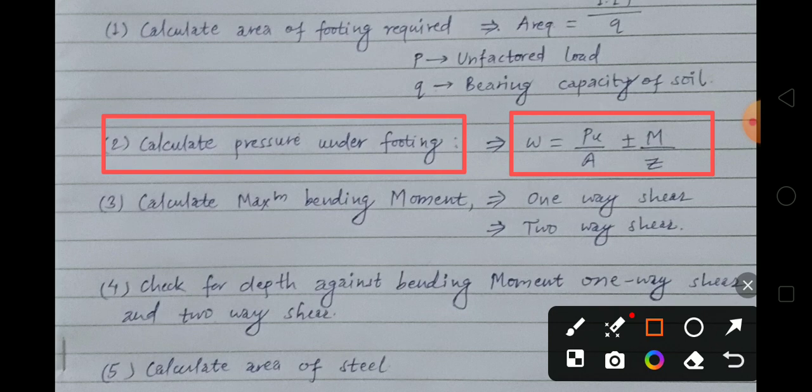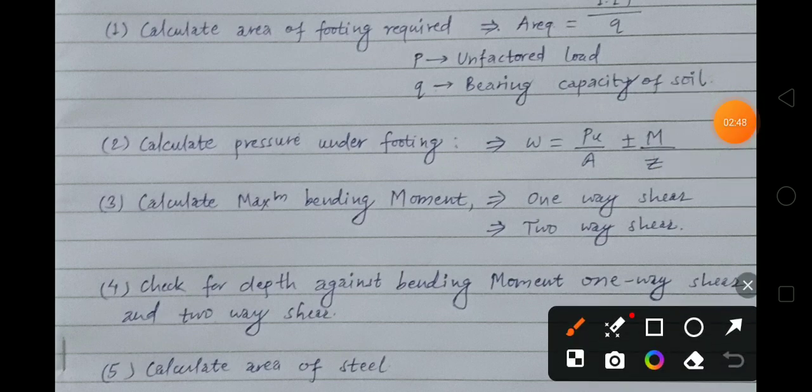If the value of M, that is the moment, is given, then you have to use the M by Z term. If no moment is given, then you can neglect this M by Z term and just take W equal to Pu by A. Pu means the ultimate load, and A is the area. If a moment is given, then you have to take the whole expression, W equal to Pu by A plus minus M by Z.